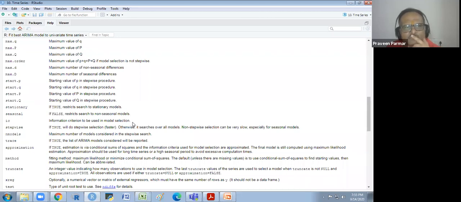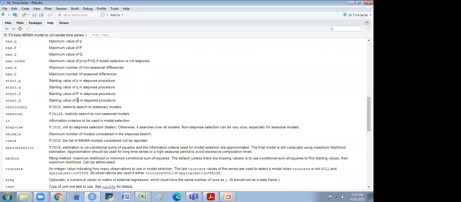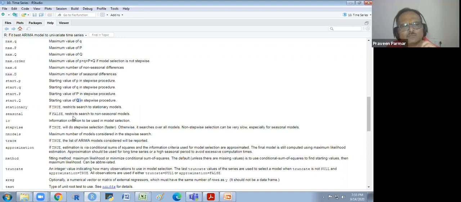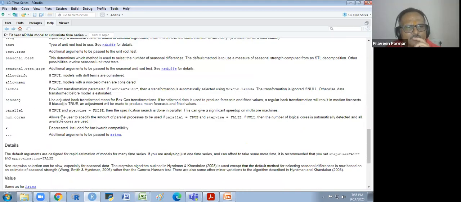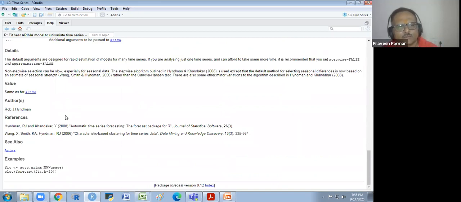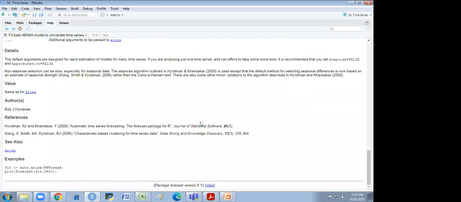Maybe that is the solution. Maybe that is the explanation, capital P, capital Q. You see here. You could search it out on the net also. I'll do it. No problem, it's okay, sir.